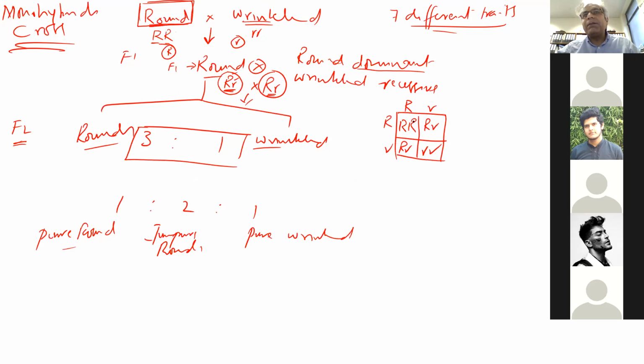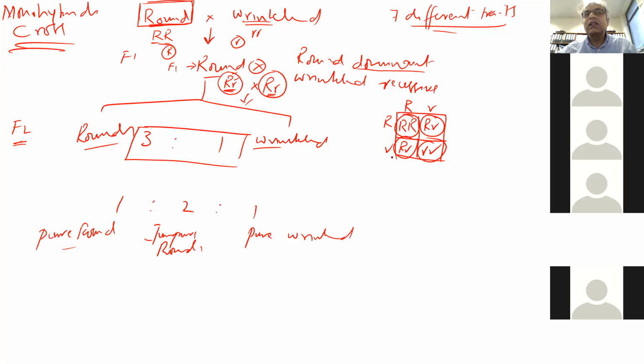What is the phenotype of this one? Tell me the phenotype of this one, which is being encircled. Round. What is the phenotype of this one? Round. Round. And this one? Wrinkled. So what do you have now? 1 round, 2 rounds, and 3 rounds, and 1 wrinkled.